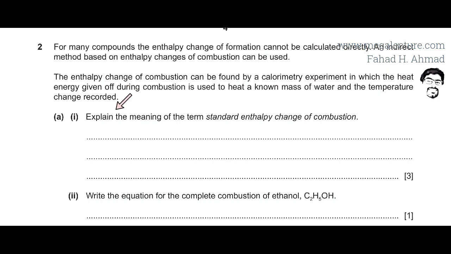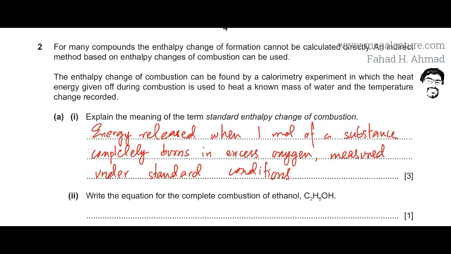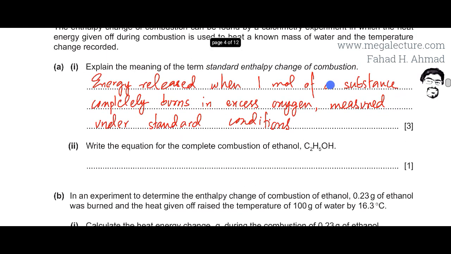So the first part is: explain the meaning of the term standard enthalpy change of combustion. Enthalpy change of combustion is the energy released when 1 mole of a substance completely burns in excess oxygen, and it's measured under standard conditions. Since the term standard is being used, you need to add that it is measured under standard conditions, which are 25 degrees centigrade, 1 atmosphere pressure, and if it's a solution, 1 mole per decimeter cube.